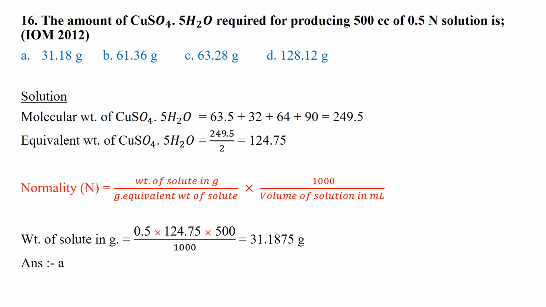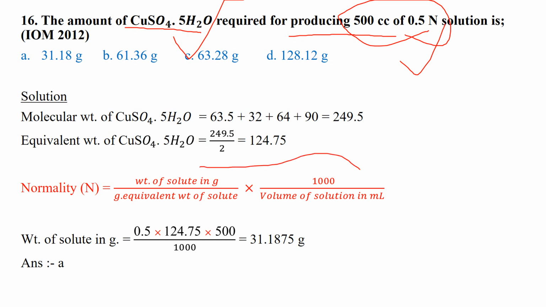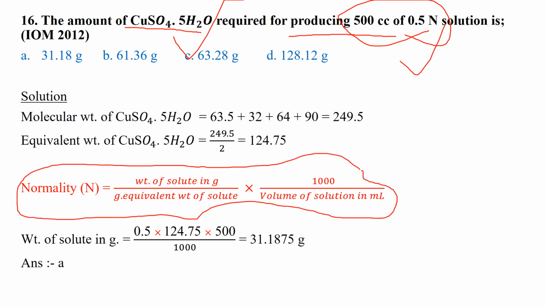Next question: the amount of copper sulfate pentahydrate, CuSO4.5H2O, also known as blue vitriol, required for producing 500 cc of 0.5 normal solution is, right? Remember this formula to calculate the amount of blue vitriol. Here is the weight of solute in gram, that means the amount of blue vitriol. The molecular weight of blue vitriol: 63.5 is the atomic weight of copper, 32 is the atomic weight of sulfur, and 16 into 4, plus 18 is the molecular weight of water, 18 into 5, so 249.5. Equivalent weight will be 249.5 divided by 2.